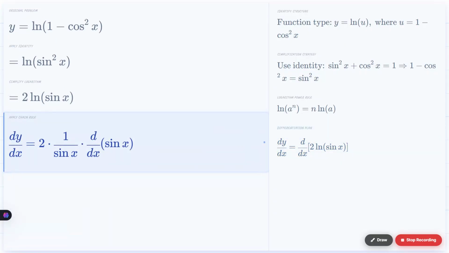We apply the chain rule to get 2 times 1 divided by sine x times the derivative of sine x. We do this to solve the parts of the function one by one. The chain rule is used when one function is inside another function.